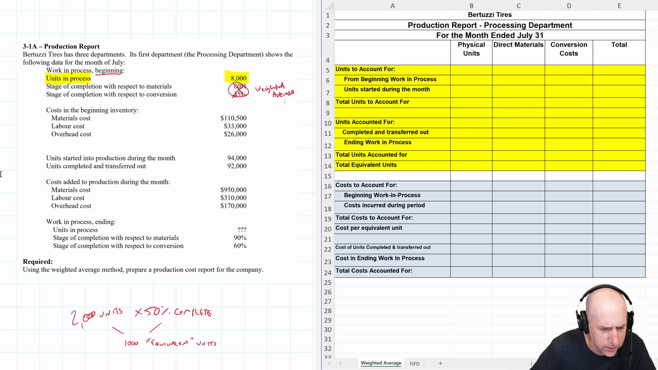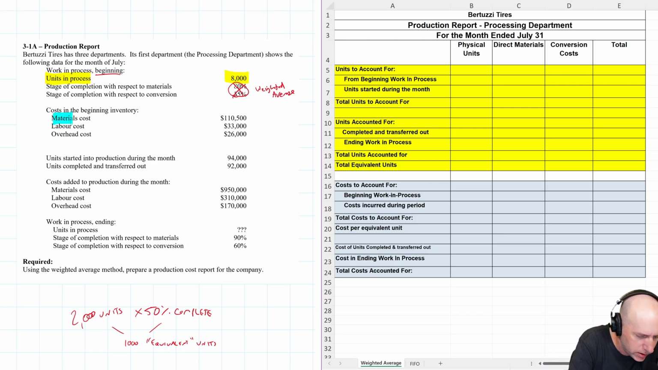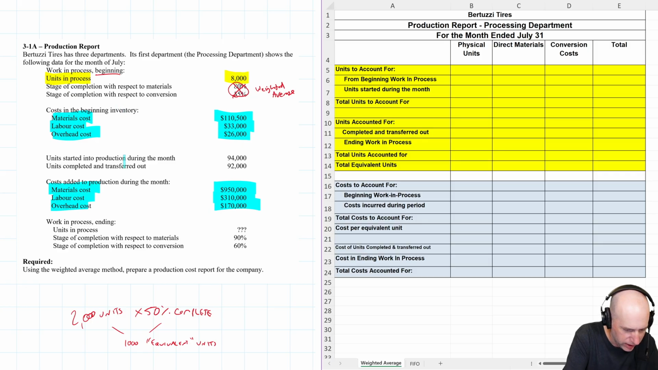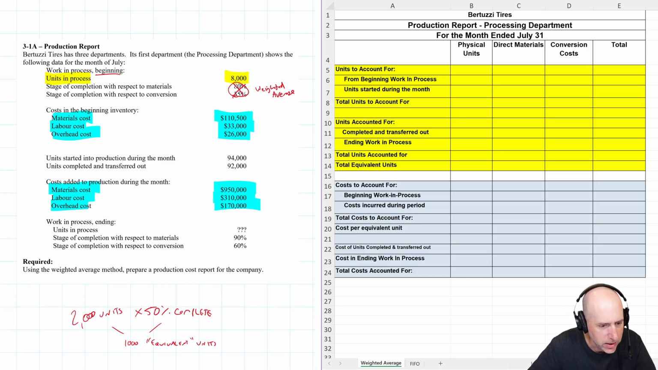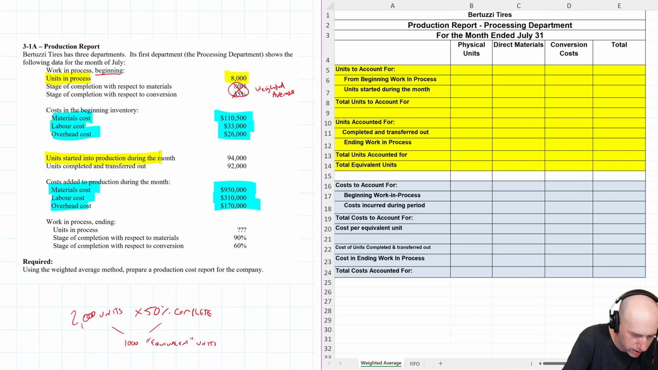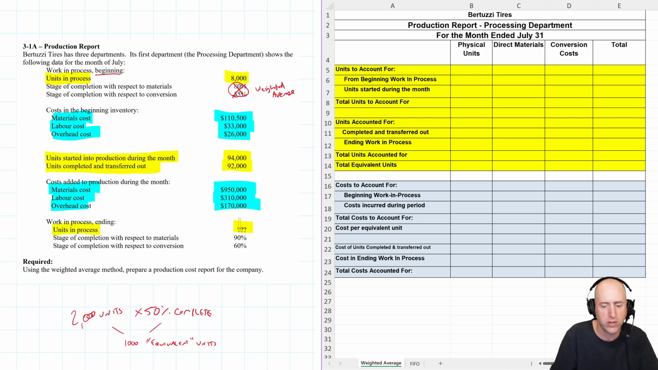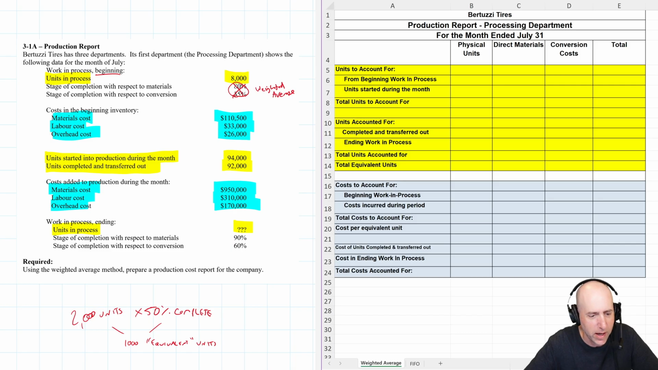Costs, okay, so cost information, I'm going to highlight blue. We got material, labor, and overhead costs. Those are dollar amounts. I've got the blue highlighter out. I see some costs down here as well. Those are costs in our beginning inventory. These are costs added during the month. And then I see some more units information. I see units started, I see units completed, and I see units in process ending with some question marks. So, okay, I've highlighted the stuff yellow that kind of goes on the top. I've highlighted the stuff blue that's going to go on the bottom. Whew, there's a lot of preamble. Well, I think once we get into the question, it's not that bad. It's probably too much setup on my part.